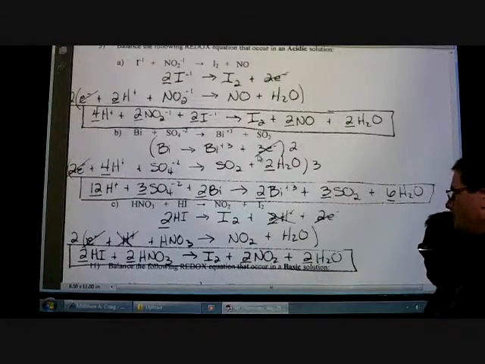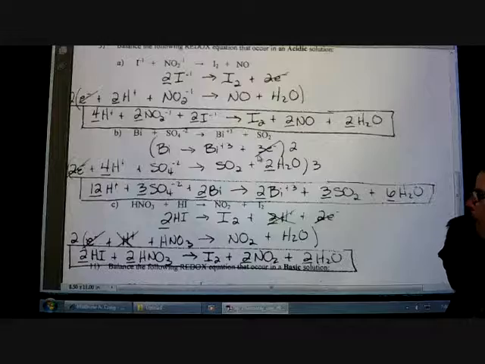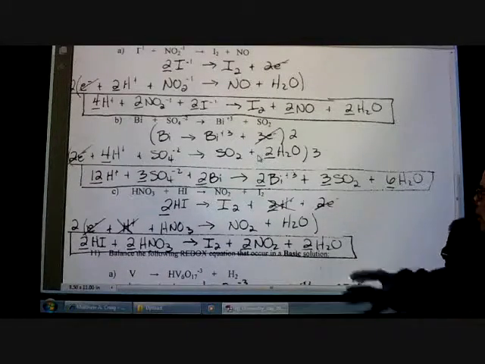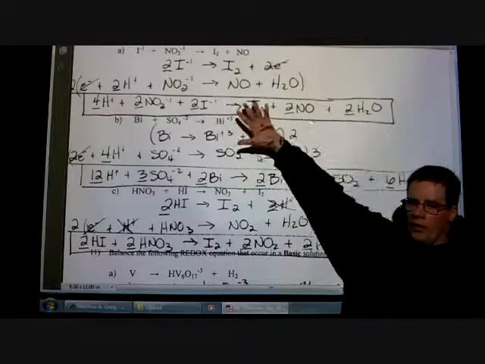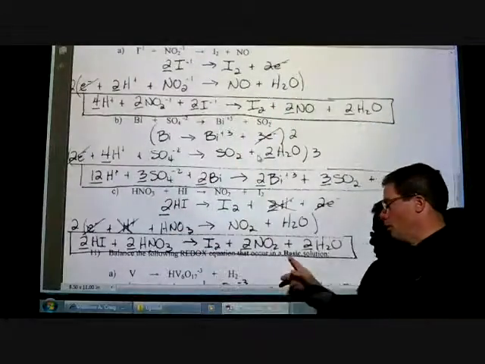Letter C, take a look at that. And again, these are all acidic reactions. How are you going to know if it's acidic or basic? You're going to read the instructions.